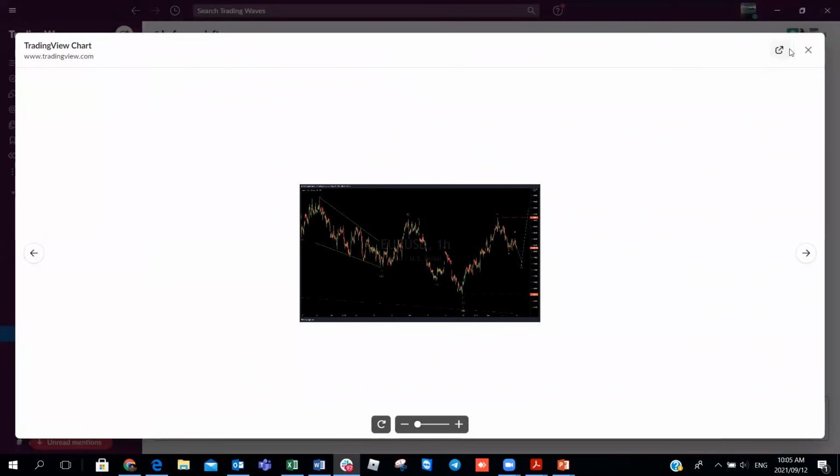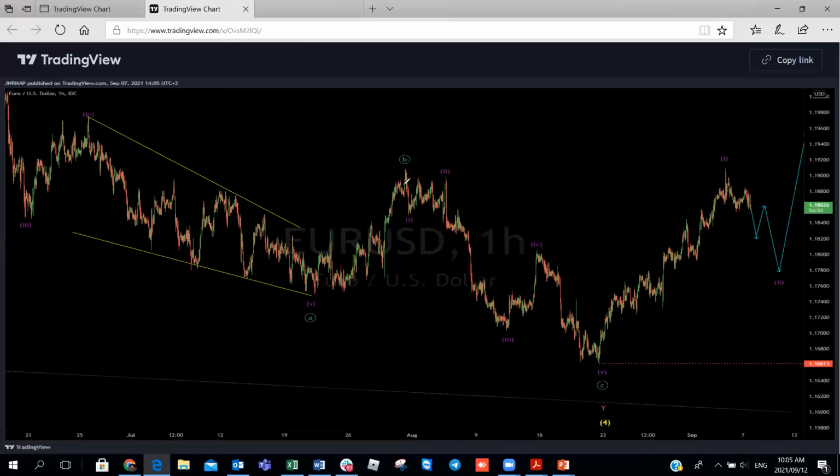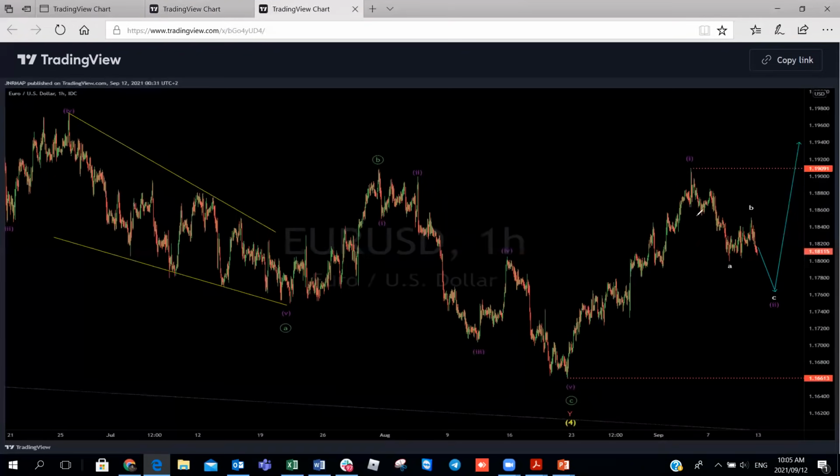As you have seen here on Euro US dollar, we've got that pullback. We were focusing that we're going to get a three-wave pullback, and that is what we've got so far. We've got a move to the downside. That's the move, that's the pullback. Now it looks like we're going to get a move to the downside. We're currently here looking for this to give us a three-wave move to the downside. So that is what we're looking at.